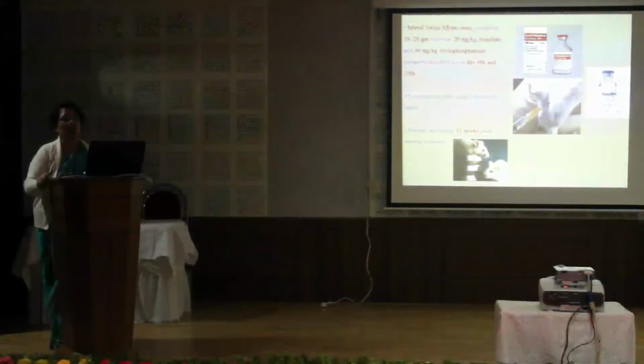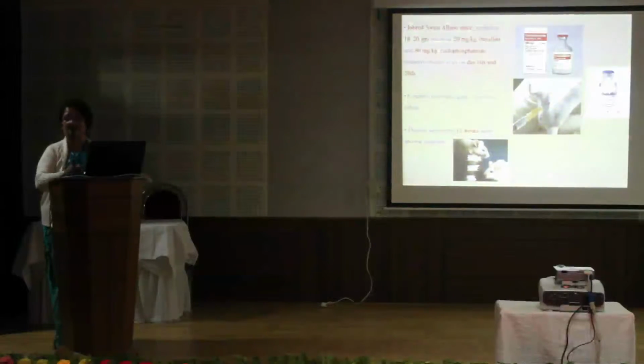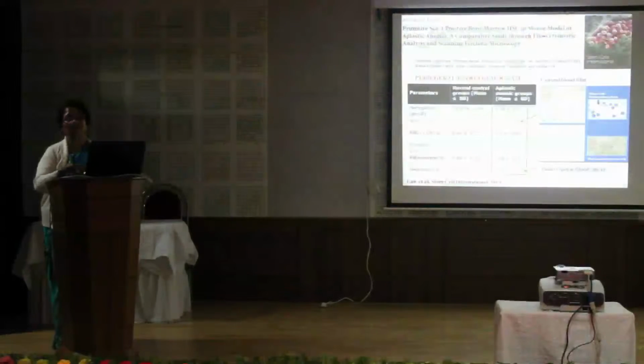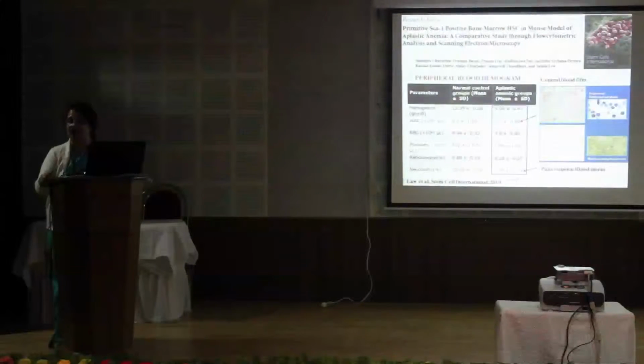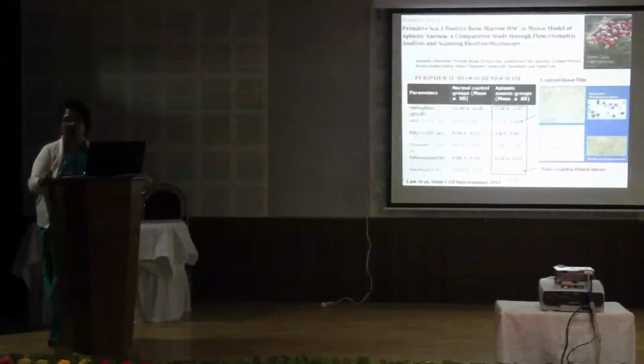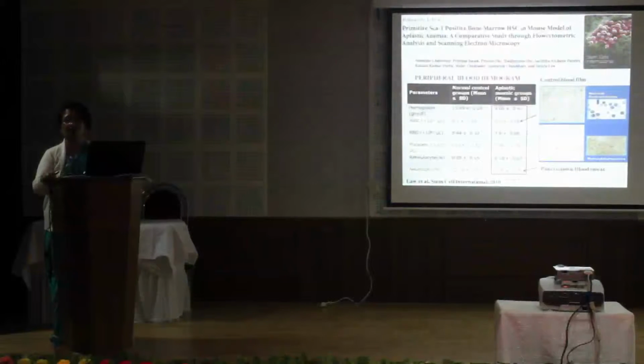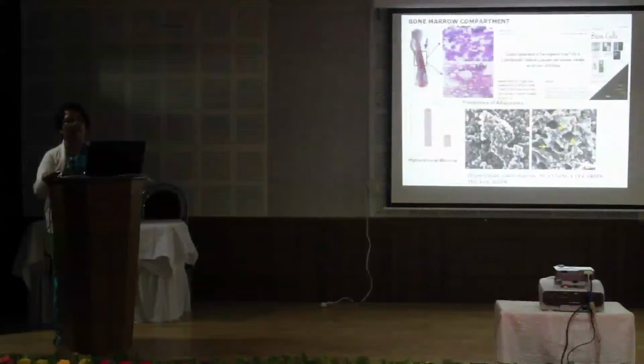condition. We have injected busulfan and cyclophosphamide for the development of aplastic anemia in Swiss inbred albino mice, and have seen first the peripheral blood, which shows totally the aplastic nature, and published that in Stem Cell International. Primitive Sca-1 positive bone marrow hematopoietic stem cell in a mouse model of aplastic anemia.